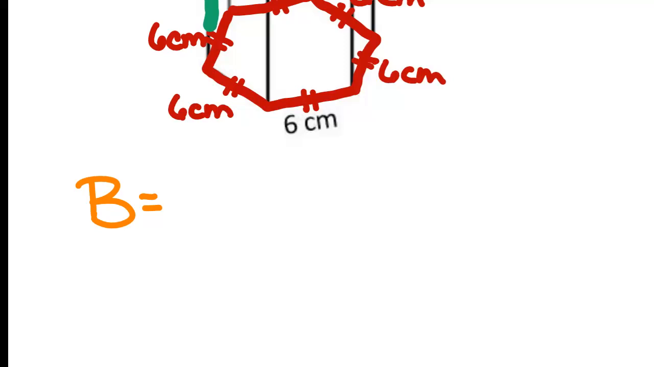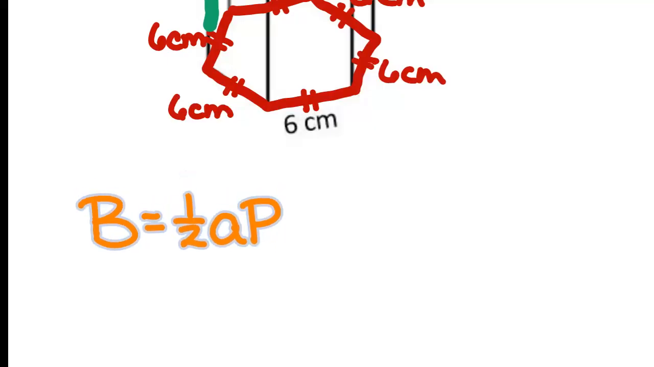Did we have a formula just for hexagons? No. We had a formula for our regular polygons. A regular hexagon would be a type of regular polygon. What was our area formula for regular polygons? Yes, 1/2 apothem times perimeter. So I'm going to need the perimeter, and I'm going to need the apothem.